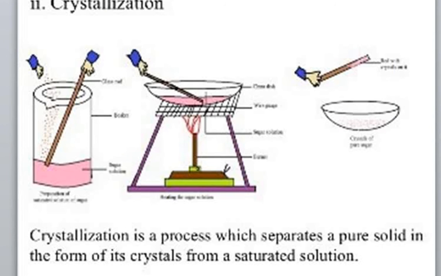The next method is crystallization. Crystallization is used to obtain pure solids from a given solution. Pure solids are obtained in the form of crystals. For example, purification of salt we get from sea water, crystals of alum or copper sulfate.